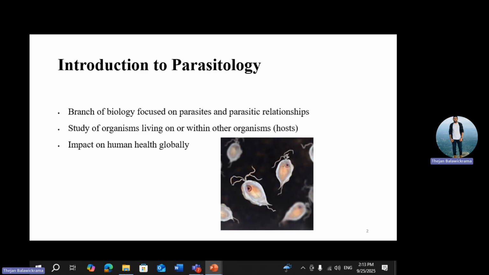So we basically focus on parasites and parasitic relationships. Parasites and parasitic relationships. What do you mean by parasitic relationships? When it comes to parasitic relationships, there are two main categories. That's what we call parasites, right? When it comes to parasitic relationships, there are relationships like this.